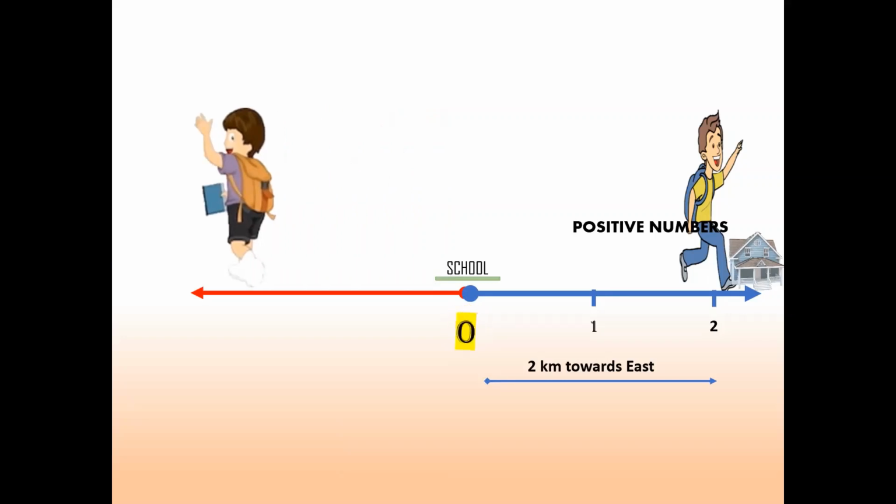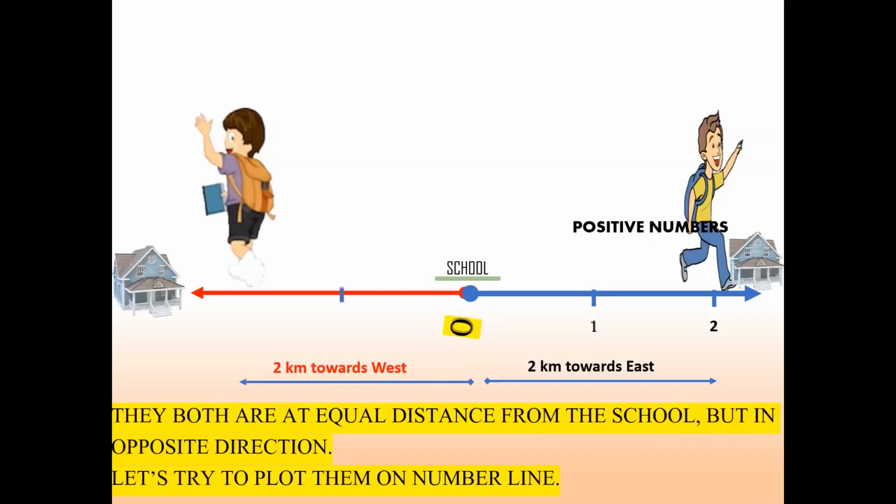So if we start from the 0, let's say all the numbers which go towards east become positive numbers, and with the same distance, the numbers or the boy which was going towards west, they will be denoted using the negative sign in front of them. Basically, there is no difference. The difference is the opposite direction from the school.